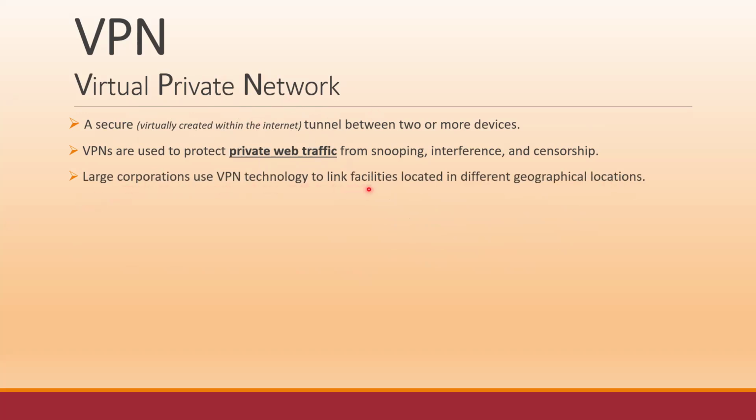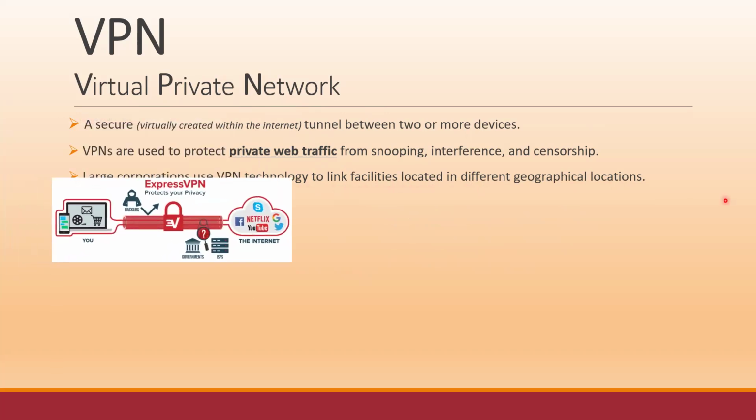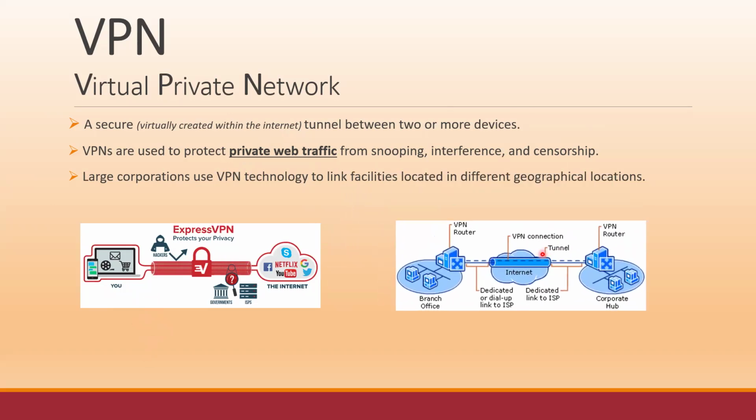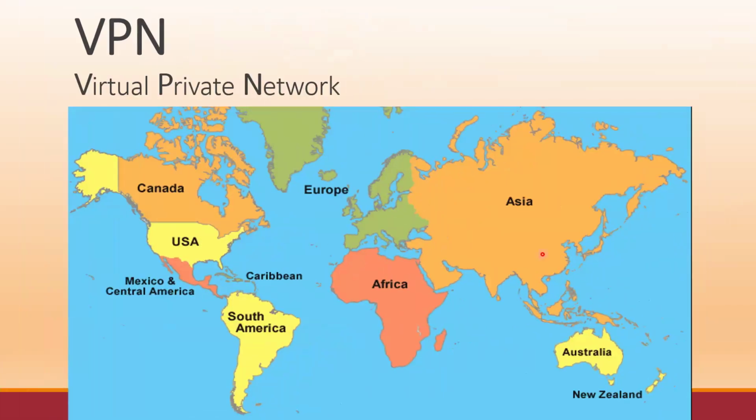Large corporations use VPN technology to link facilities, which is basically what I explained. The other servers like Skype, Netflix, Twitter, now X, Google, they all belong to the same network. In retail, banking, and whatnot, they are logging in to their own VPN. So they're all connected through a secure connection that nobody can get to, just them. And it's part of the internet. There are some pictures that show that kind of stuff.